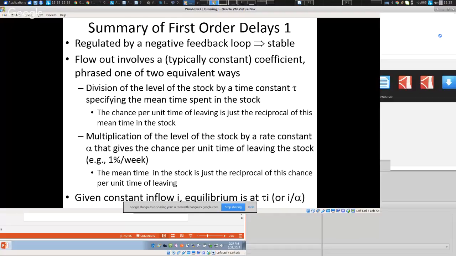Summary of first order delays. Are we okay with that? Okay. Seeing no riot, I will continue. Any questions on these? This is the single most important building block of system dynamics models.